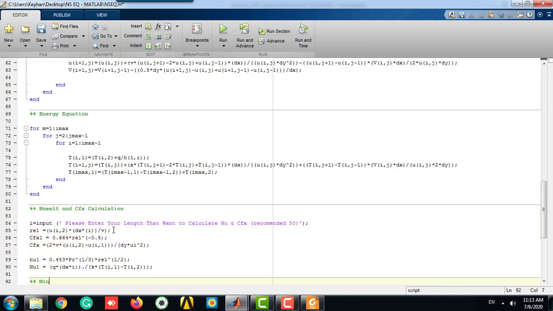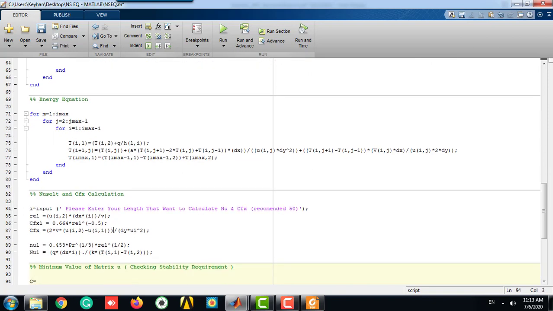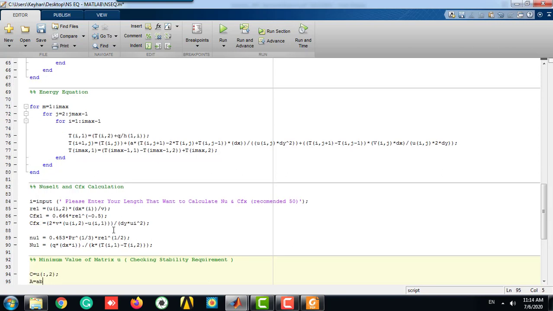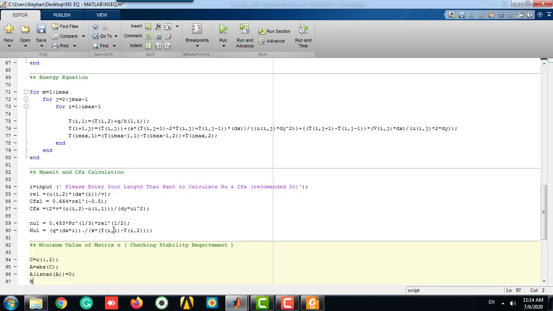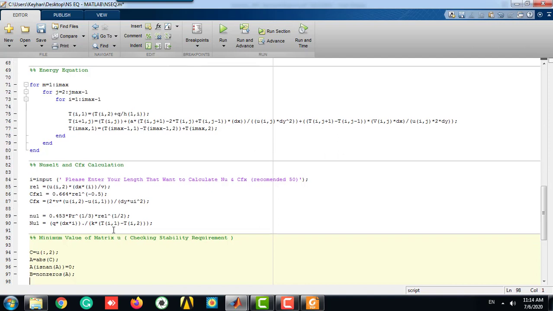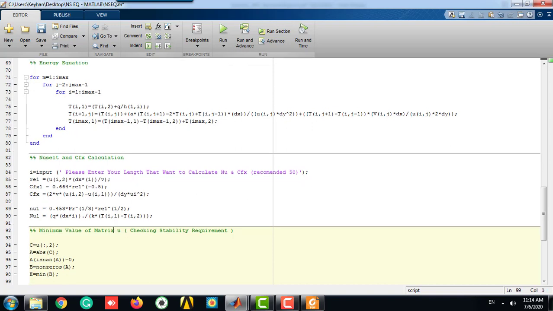As I mentioned earlier, one of the key factors in PDEs is stability. Then we try to find the smallest value of the u, which is the velocity in x direction, and calculate the new value of dx based on the stability equation. So we need to understand what is the smallest positive value of u we derived earlier by the Navier-Stokes equation.